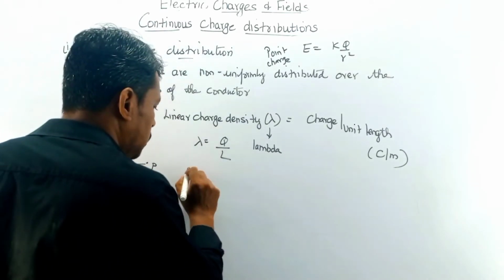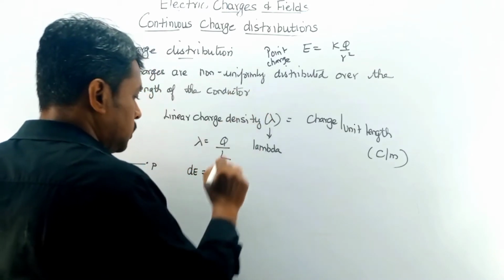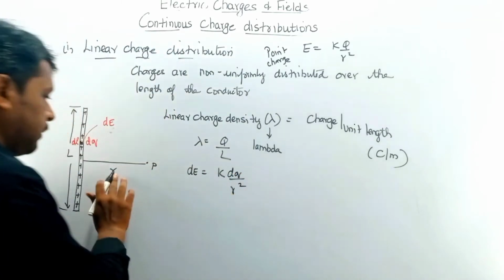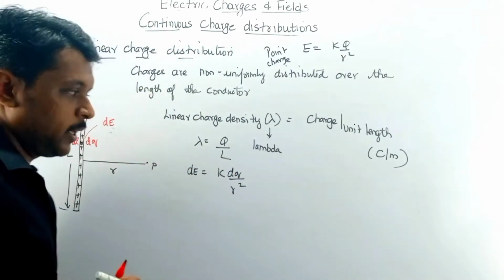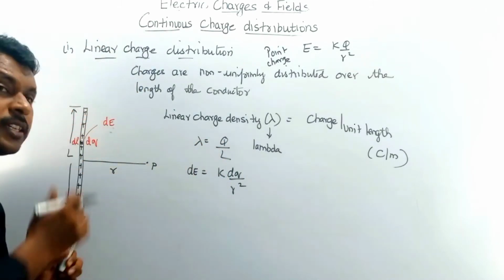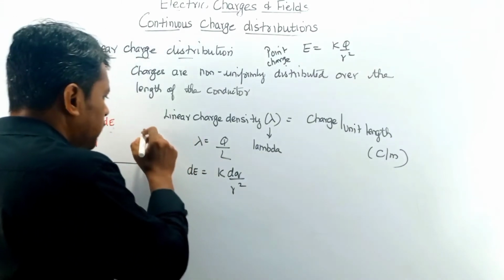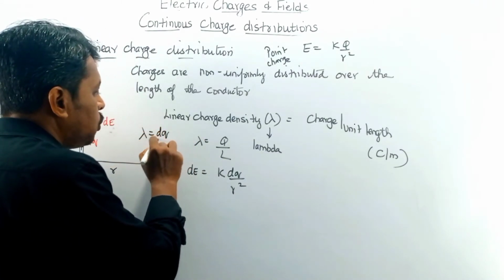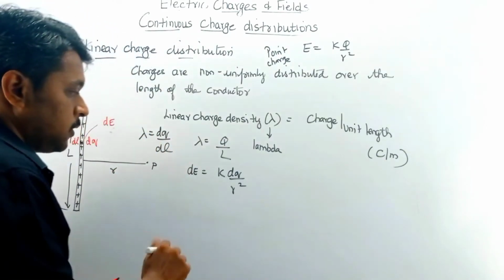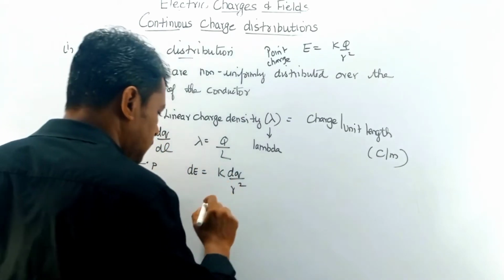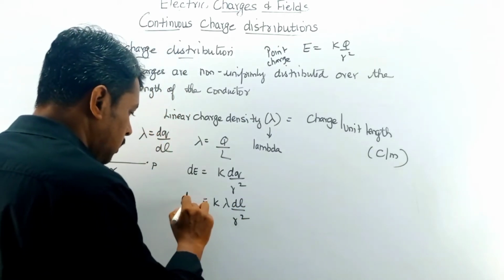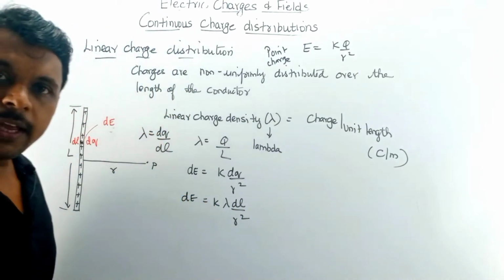Now let us see. You know that dE is nothing but, substituting k, the value of charge here is dQ and the distance is r square, so k dQ by r square. Now the value of lambda is Q by L for the total element. What is the value of lambda for this particular element? It is dQ by dL, so lambda is equal to dQ by dL. Instead of dQ, I am going to replace it by lambda dL. So dE is nothing but k lambda dL by r square.